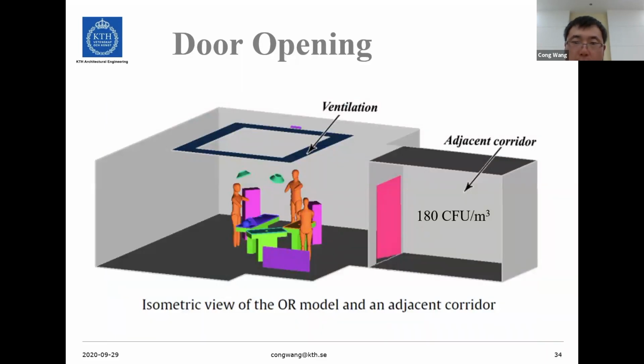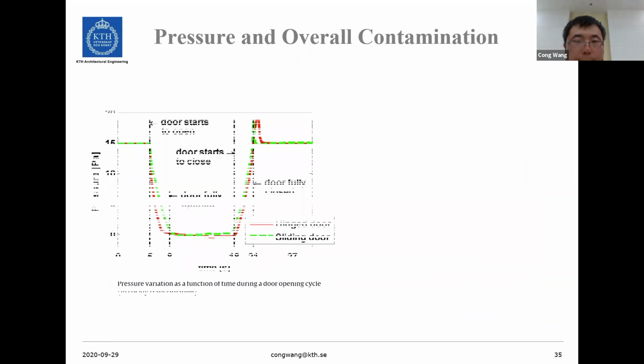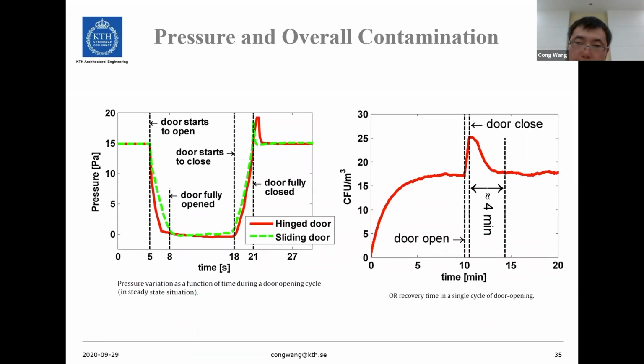Therefore, we established an operating room model and an adjacent corridor model, and we equipped this operating room with a sliding door and a hinged door respectively. The left figure shows the time development of the pressure difference between the operating room and the adjacent corridor. As you can see in this figure, very quickly the positive pressure in the operating room disappears. Within less than 3 seconds, the pressure difference is completely gone.